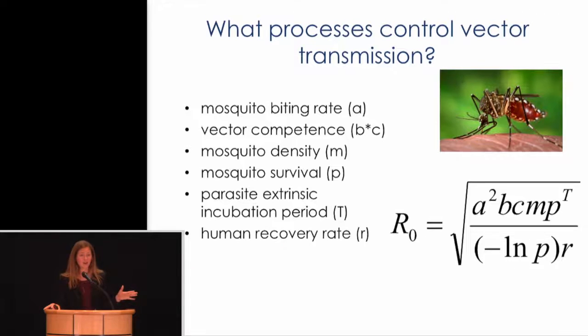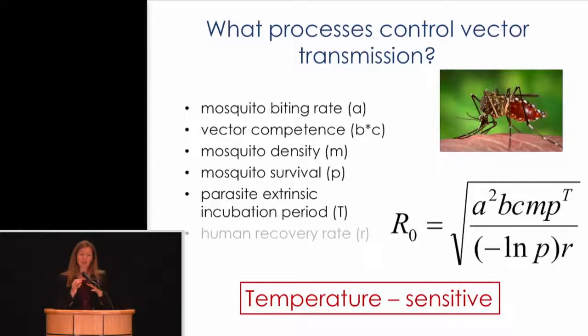The only thing I want you to know about this equation is that it's a nonlinear function of all these mosquito and parasite traits. These traits, everything except human recovery, are taking place within the body of a mosquito, which is small-bodied and cold-blooded, so we expect them all to be temperature sensitive. So the way that we can understand temperature-sensitive transmission is by thinking about how temperature affects the mosquito and parasite traits.